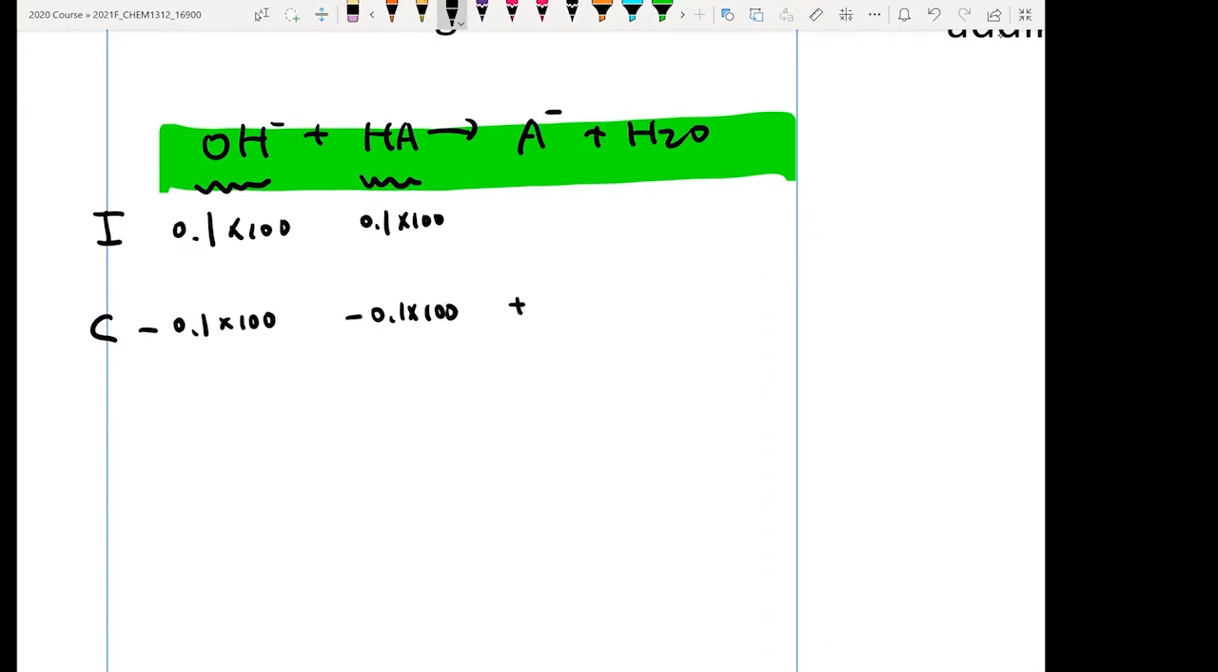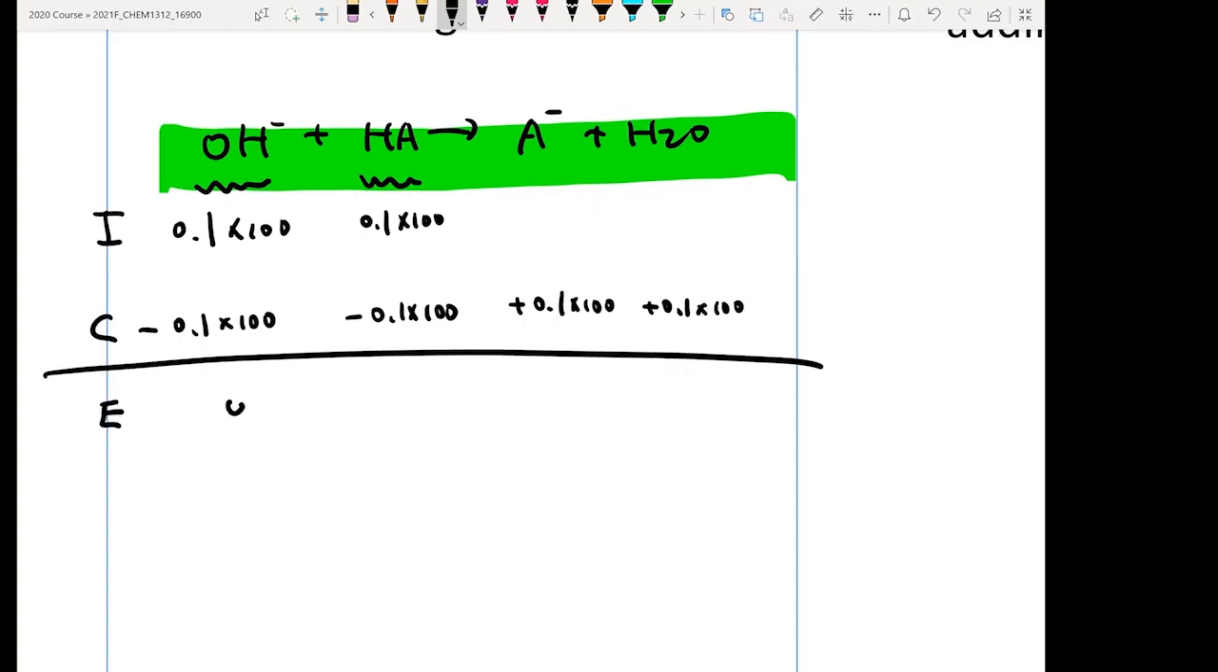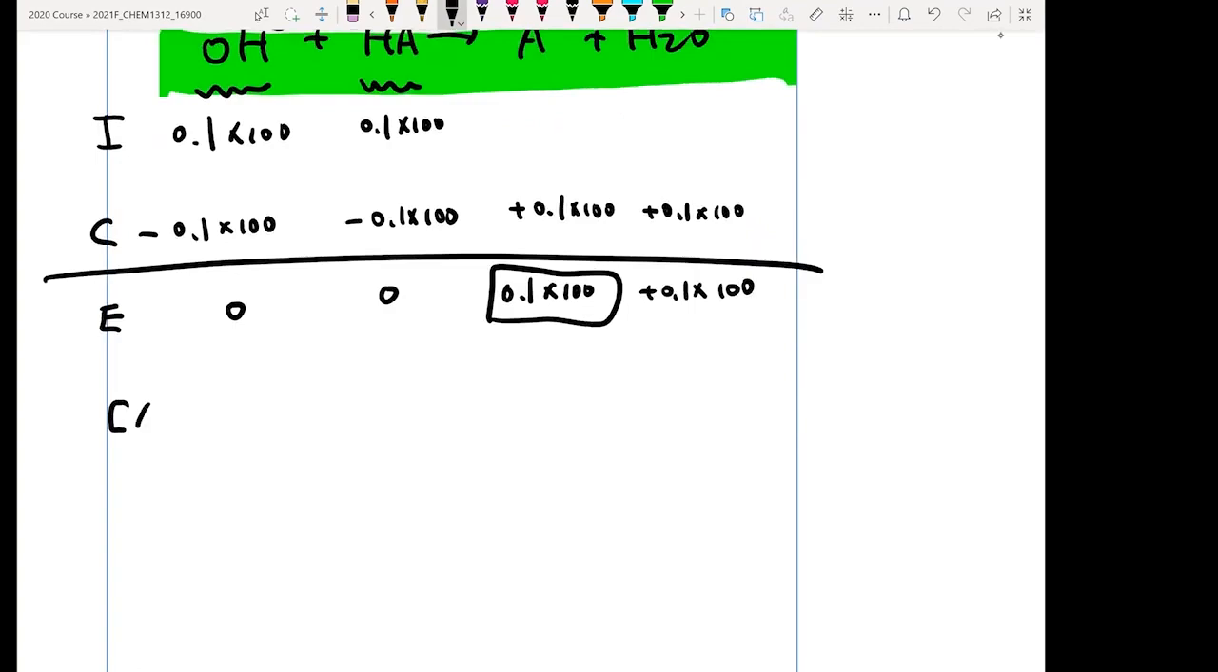At the same time, you're going to have plus 0.1 times 100 for your A minus, and then plus 0.1 times 100 for your water. At equilibrium, you don't have any OH minus, you don't have any HA. All you have is 0.1 M times 100 mL, that much more of your A minus, and then the same amount of water. But we know this is the species that's going to contribute to your pH. So all we need to do is calculate the final A minus concentration at equilibrium.